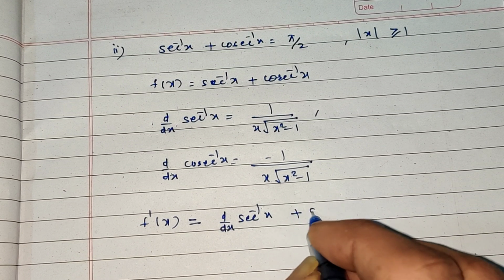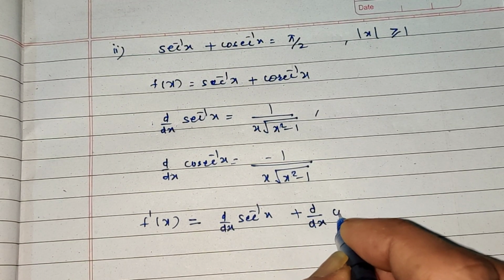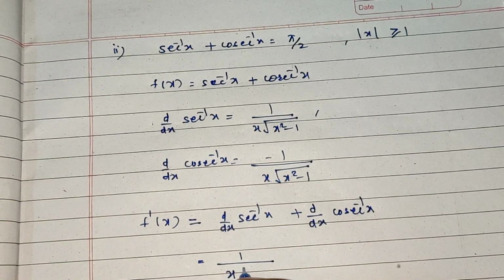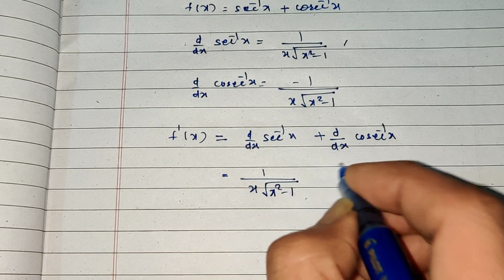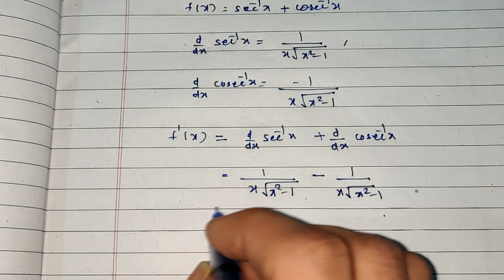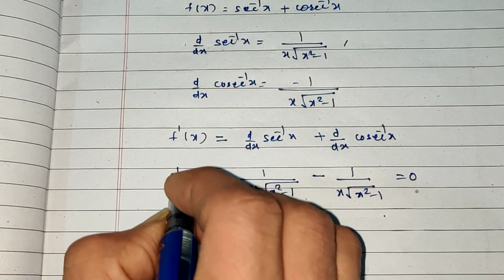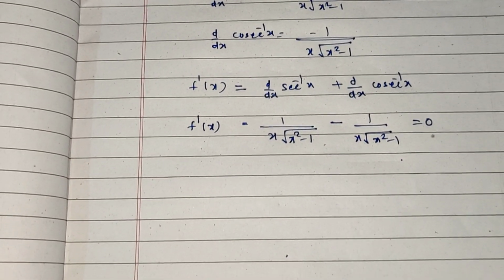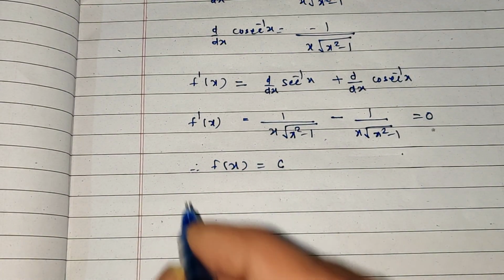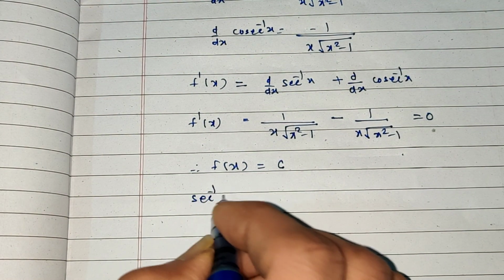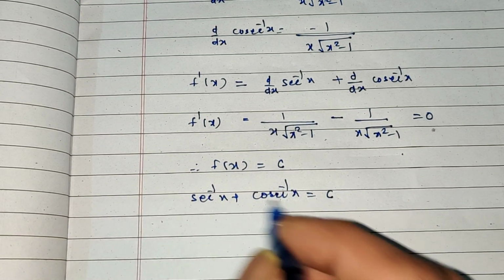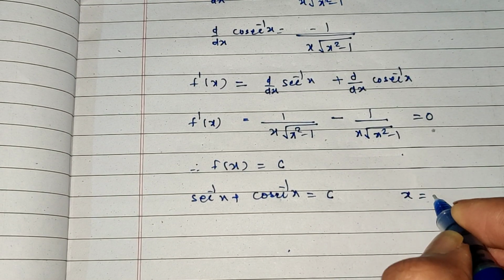plus the derivative of cosec inverse x, which is 1 upon x root of x square minus 1 minus 1 upon x root of x square minus 1. We get it is 0. F dash of x is equal to 0. The derivative of a constant is 0. Therefore f(x) must be equal to c, a constant, that is sec inverse of x plus cosec inverse of x is equal to a constant. So let us take any real value of x, that is x is equal to root 2.